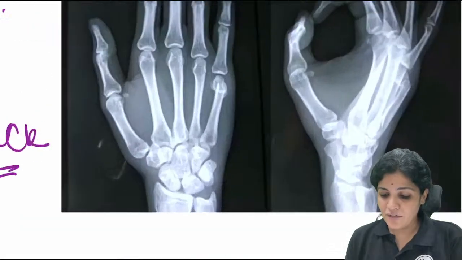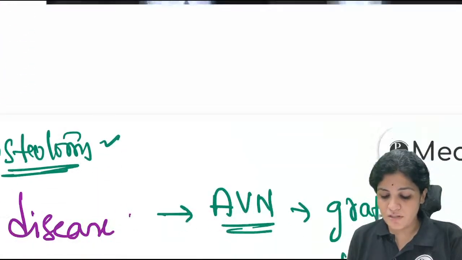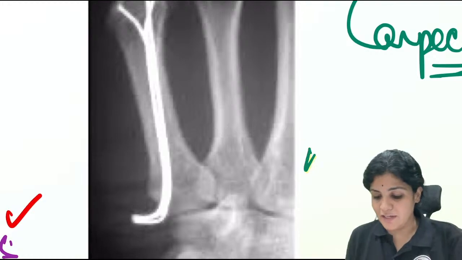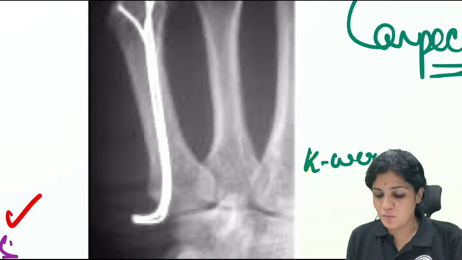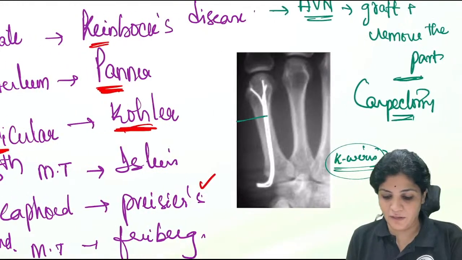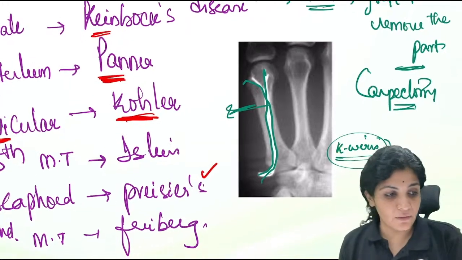Okay, coming back to the Boxer's fracture. This is the Boxer's fracture we were discussing. For this fracture, what we do is put K-wires. These K-wires will treat the fracture. Here, they have put two K-wires like this. So these are the treatment for the fracture.